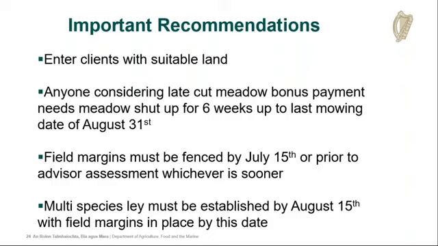I suppose the time is so short, so is anyone considering a late cut meadow bonus payment? They need to have the meadow shut up 6 weeks in advance. It's the last mowing date of August the 31st, so farmers to be alerted to that now. Field margins must be in place by July the 15th or prior to the advisor assessment, whichever is sooner. And I know that we've missed now the spring sowing date for reseeding. But the multi-species lays must be established and their margins established by August 15th at the latest.